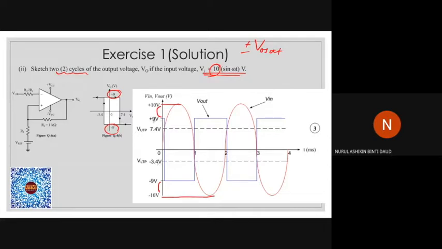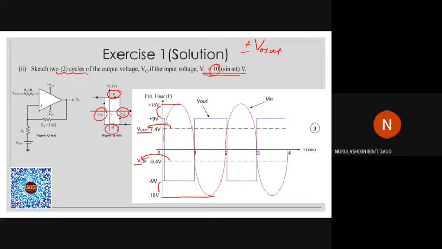Next, another piece of information is your UTP and LTP. Once you get your UTP and LTP, make a dotted line here which will represent UTP, and another dotted line which will represent the LTP.